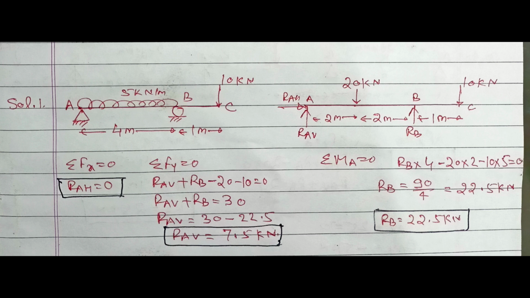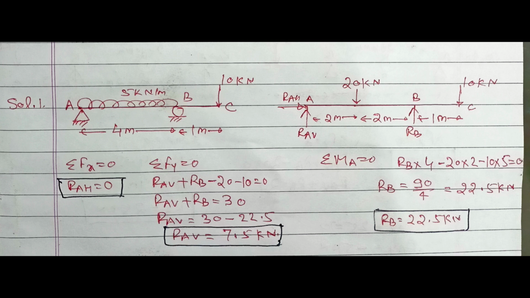So our first step will be to draw the free body diagram of this beam. Now since at point A we have hinge support, so we will draw one horizontal reaction and one vertical reaction at point A, that is RAH and RAV. At point B we have roller support, so we will draw one vertical reaction RB.